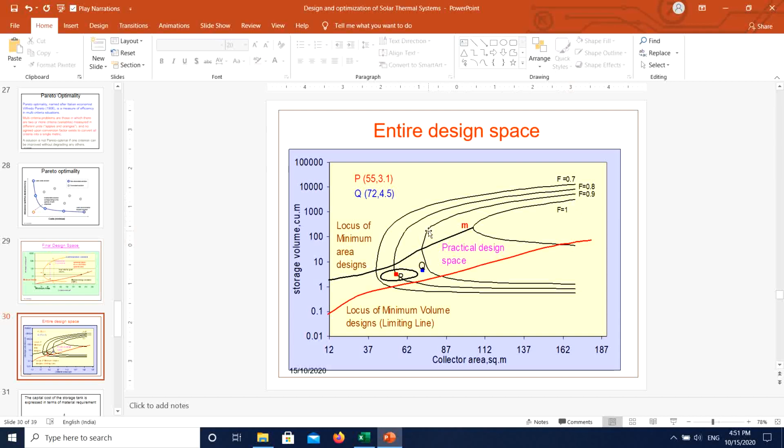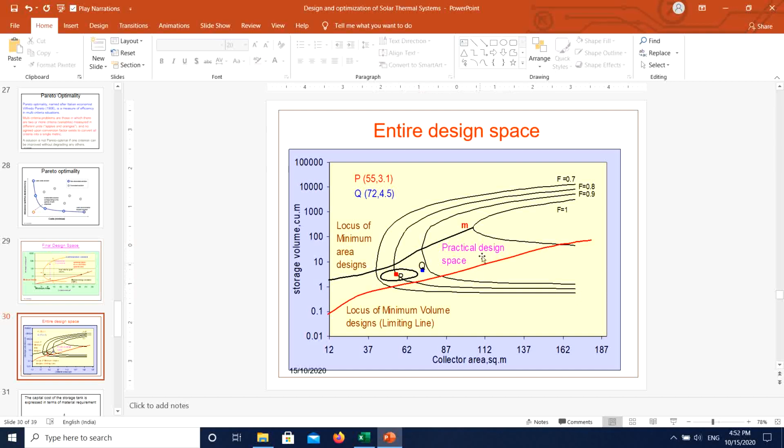This curve indicates solar fraction 0.9, 0.8, 0.7. So all these multiple curves I obtained, and along with each curve, minimum collector area design and minimum storage volume design I obtained. Pareto optimal region is obtained in each solar fraction.